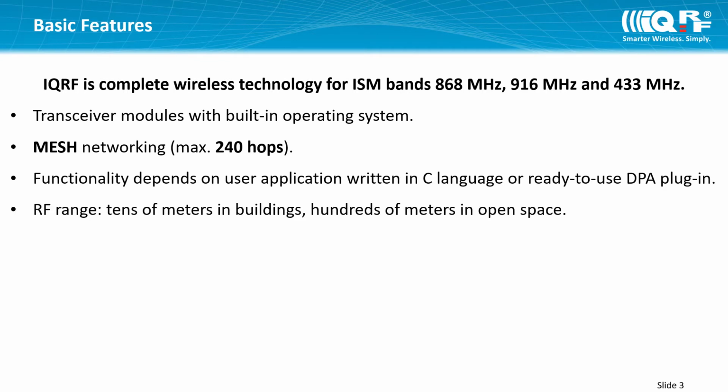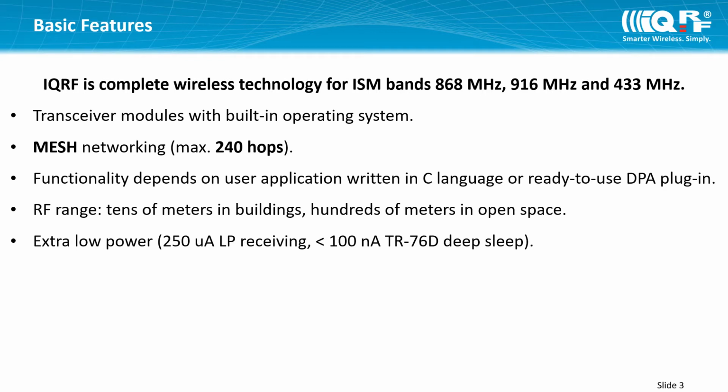The RF range always depends on the hardware design, but in general it is tens of meters in buildings and hundreds of meters in open space. IQRF is also suitable for low-power applications. The TR module can be put to full sleep or to the special LP mode while it is still receiving, with an average consumption of about 250 microamps.